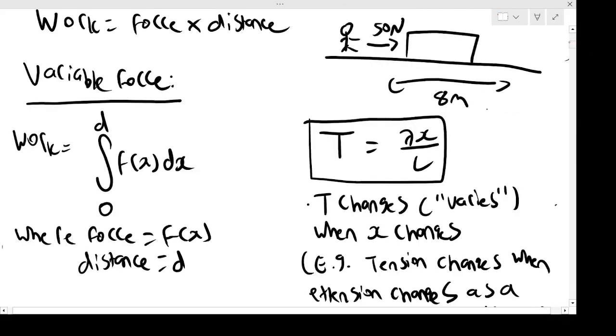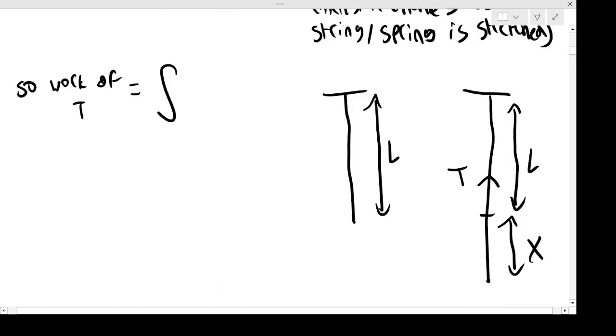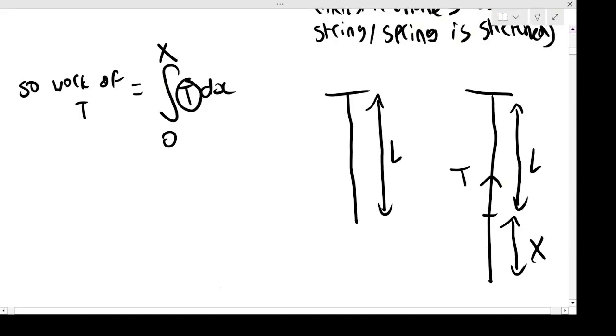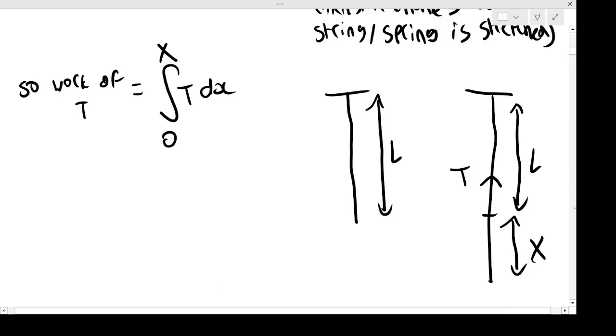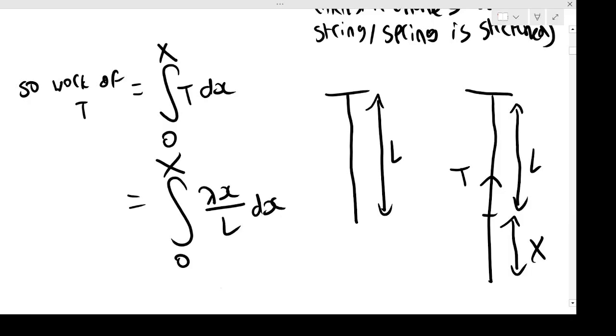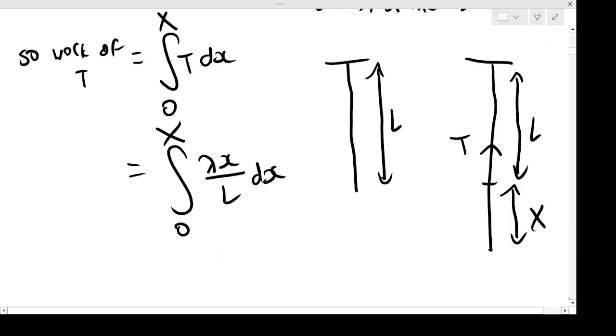So therefore, the work of the force in the string here, T, my tension, is going to be the integral between 0 and the distance travelled. The total distance travelled is the extension. That's how far it moves down, right? So between 0 and big X of my force T. But we know that the force T, via Hooke's law, is lambda x over L. So we can just sub it into the integral, dx, okay? And there we are. So now we could just work out this integral.